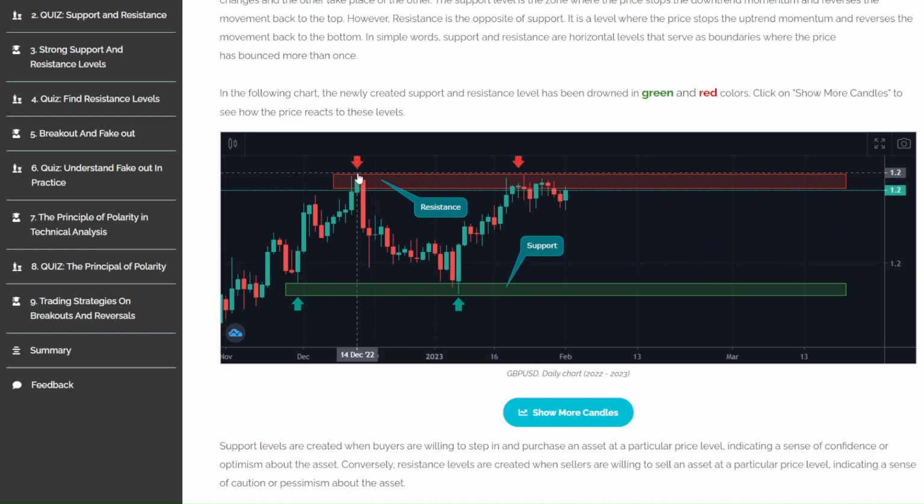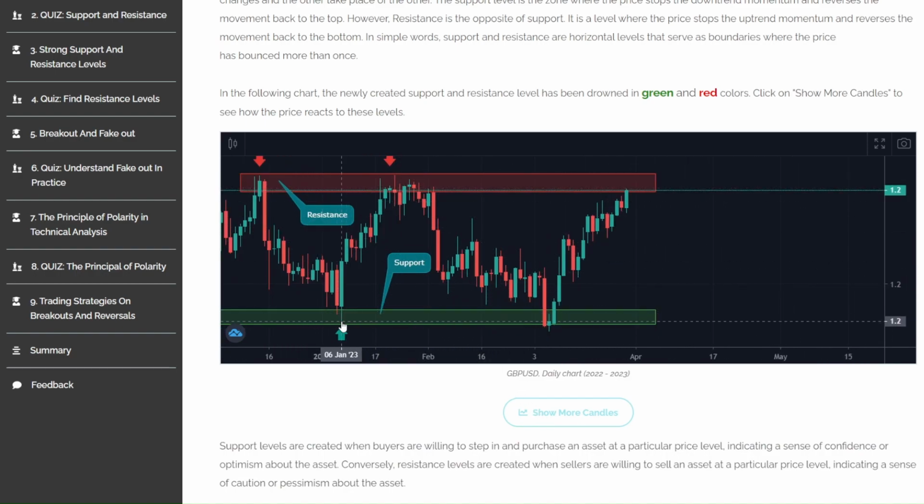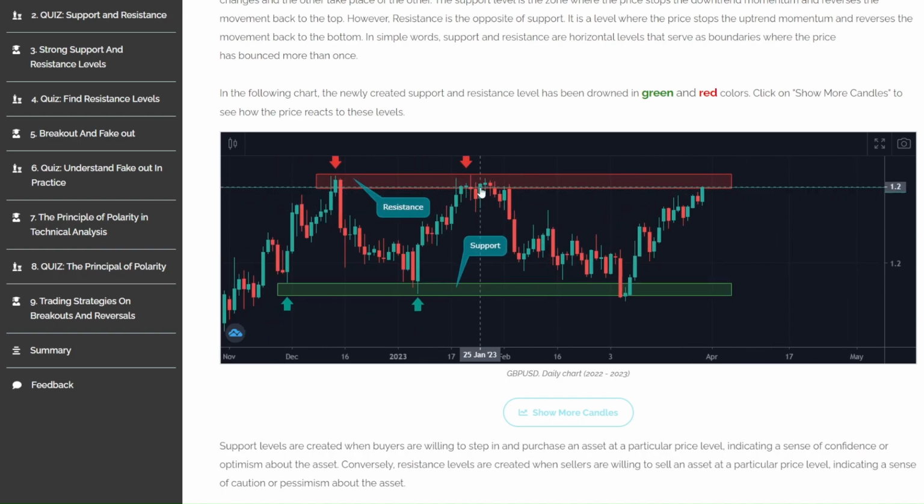Clicking on this button, I can see that after reaching this support zone, price turned back to this resistance level, and again you can see how price reacted to this level several times, coming back to this support zone, then back to this resistance zone. In this example, the price is sort of trapped between this support and resistance zone. This is how support and resistance behave.